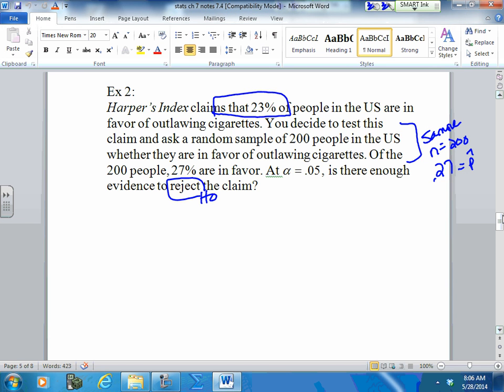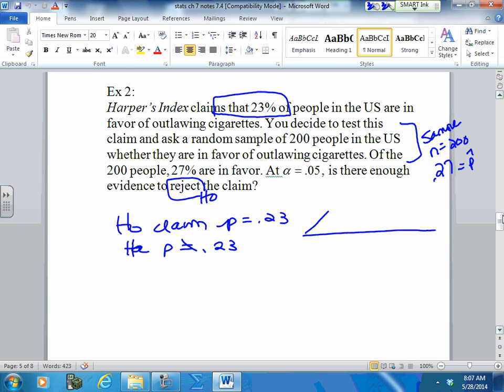So right away I know that H0 is the claim. What is my claim? Good. And my HA? So what tail test do I have? A two-tail test. Now, both tails we reject H0, and in the middle, we fail to reject H0.